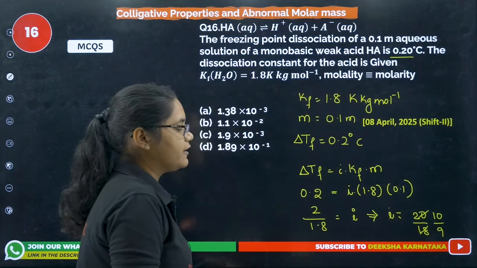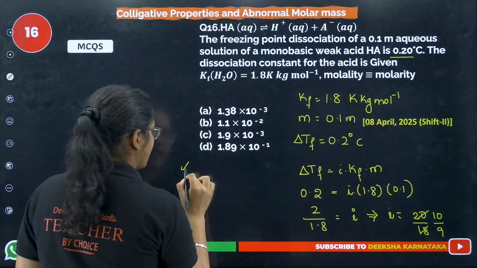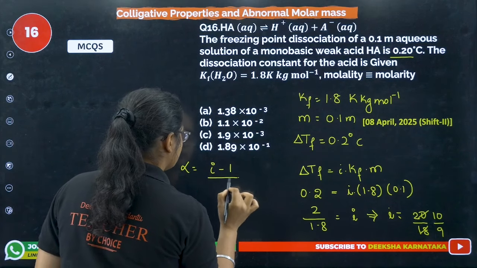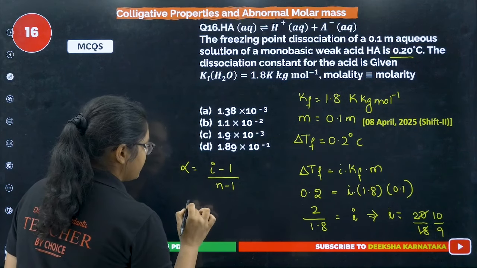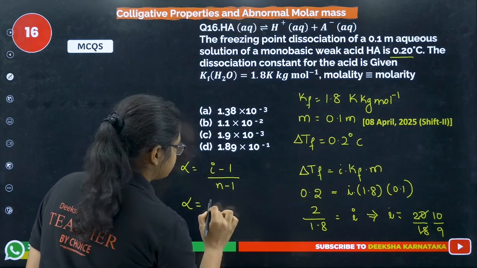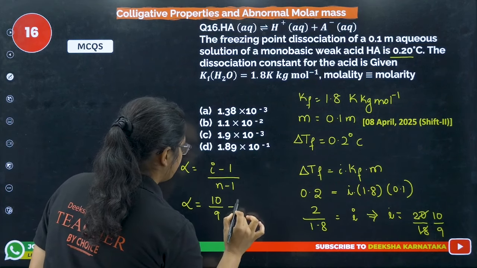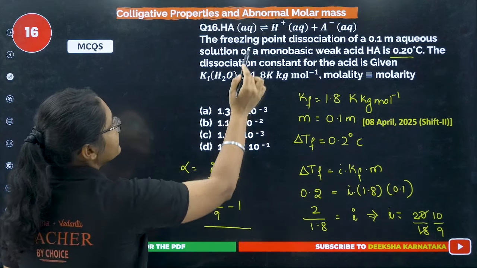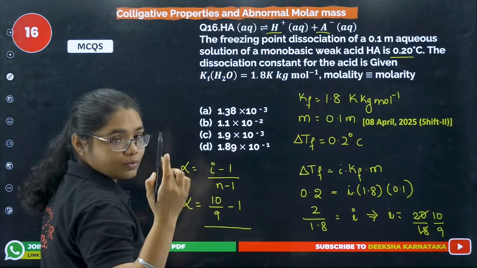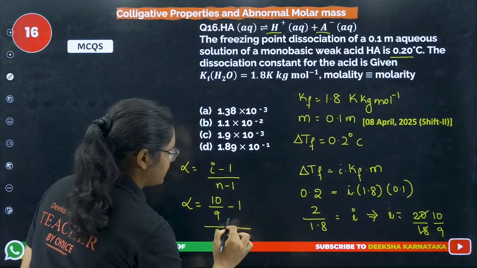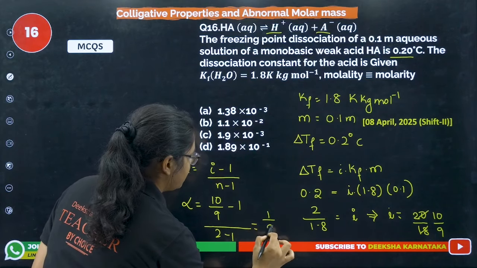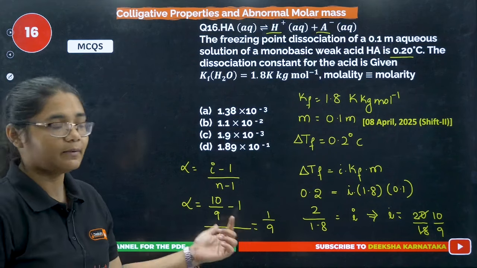Now what I have to do? I have to find alpha value. Alpha is equal to I minus 1 by n minus 1. I value is 10 by 9, minus 1. N value: HA is dissociating to give you 2 ions, so n value is 2 minus 1, that is 1. So I will get here 1 by 9. So alpha value I got as 1 by 9.